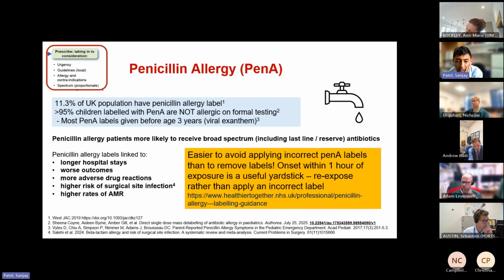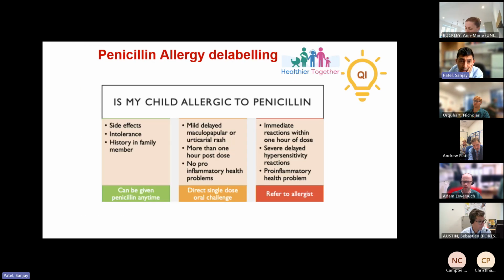And I've just been doing some teaching with them just prior to this teaching, actually. So we need to get this message out because it's having an impact on children. And all of this kind of stuff is on the Healthier Together website. And this is there for penicillin allergy delabeling. If you want to be courageous and try and take a label away, then actually you need to take a clear history of what happened.